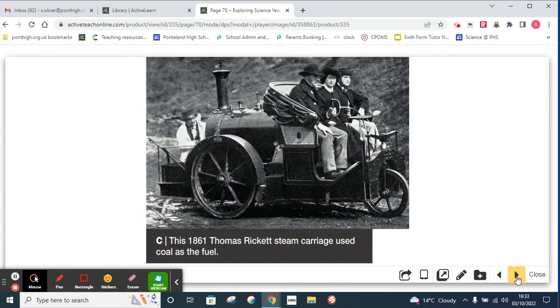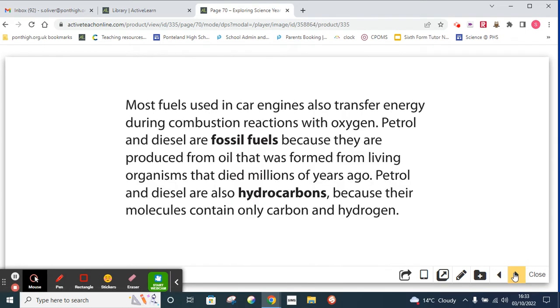And here's an example of a vehicle which uses fuel. This is a steam-powered carriage. So the fireman at the front here is feeding coal into the boiler, and that enables the heat to be produced when it reacts with the oxygen. And that heat energy then makes the vehicle move forward.